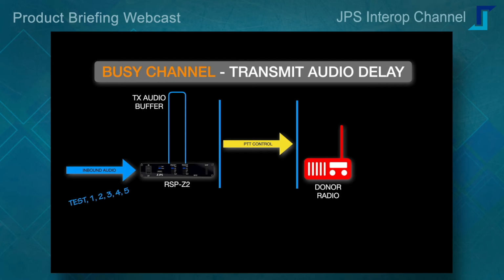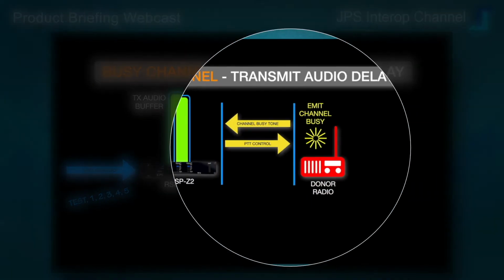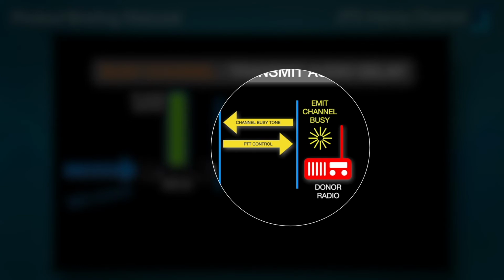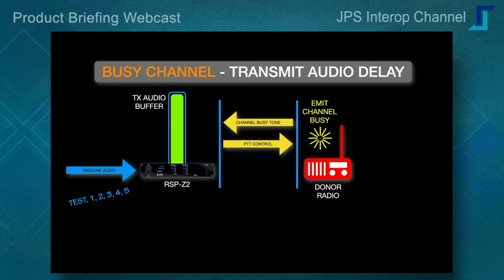Some radios will emit a constant tone, and when that tone is extinguished, that means we've acquired our channel, and then we can start talking if we're using a subscriber unit. But in the case of the RSP-Z2, we send the PTT control signal to the donor radio, initiate the process, and the radio is going to begin emitting a constant busy channel tone or a signal that the RSP-Z2 is going to listen to. And while we're listening to that tone, we're going to start filling our transmit audio buffer.